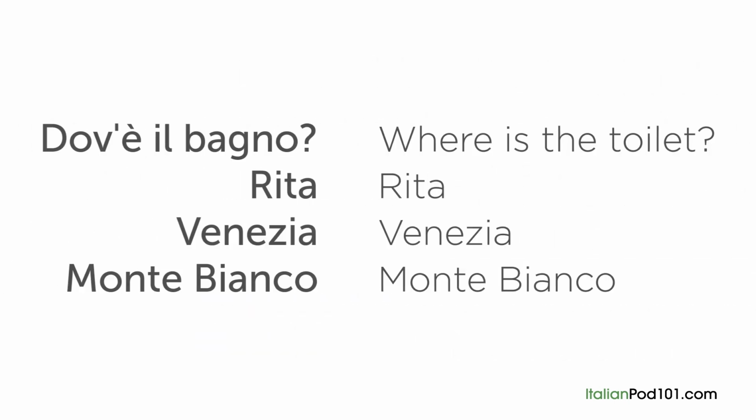Capital letters are only generally used at the beginning of a sentence or with proper nouns. A proper noun can be the name of a person, like Rita, but also the name of a place, like Venezia or Montebianco. Okay, let's wrap up this lesson by recapping what we've learned.